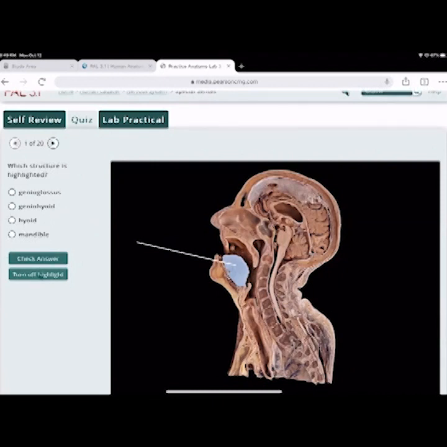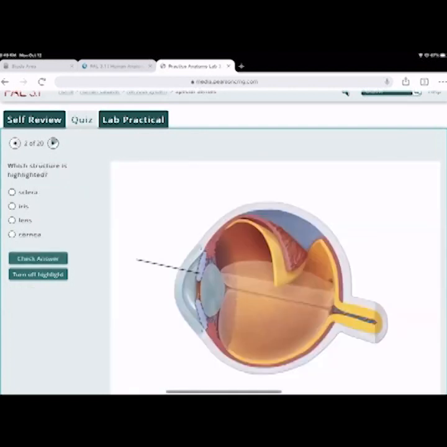Genioglossus. The genioglossus, it's the main muscle of the tongue right there. Okay, that was the genioglossus. Look at that. What part of the eye is that? Sclera. The sclera is this part right here. The iris? That's the iris. Okay, that's the iris of the eye, controls the size and opening of the lens.